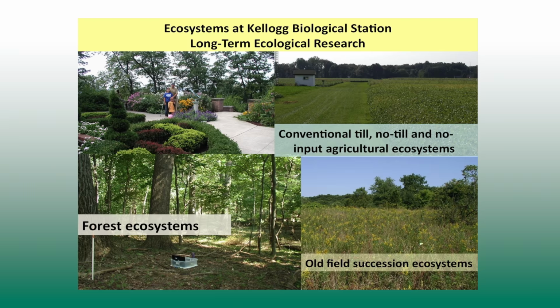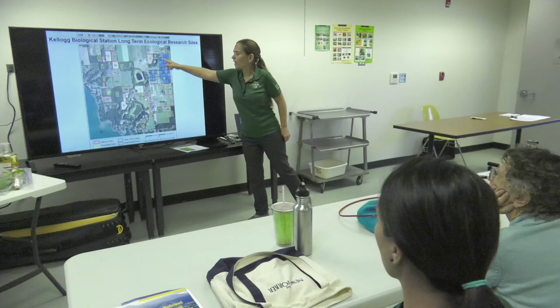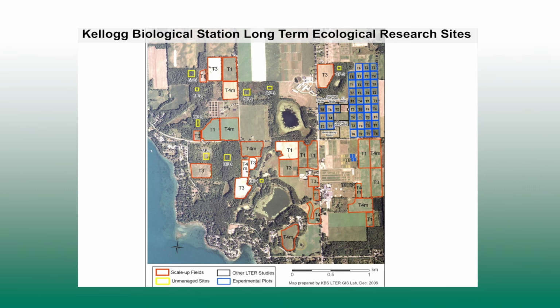And old field succession, at the same time that they set this up, these fields were agriculture, and they just let them go to study what happens after agriculture systems are abandoned: plant succession, what happens to the soil biology, et cetera, and carbon accumulation. Every single plot is one of these blue plots. That's what the agriculture is, 1 hectare, so 100 meters by 100 meters. It's a very well-designed experiment funded by the NSF, National Science Foundation.